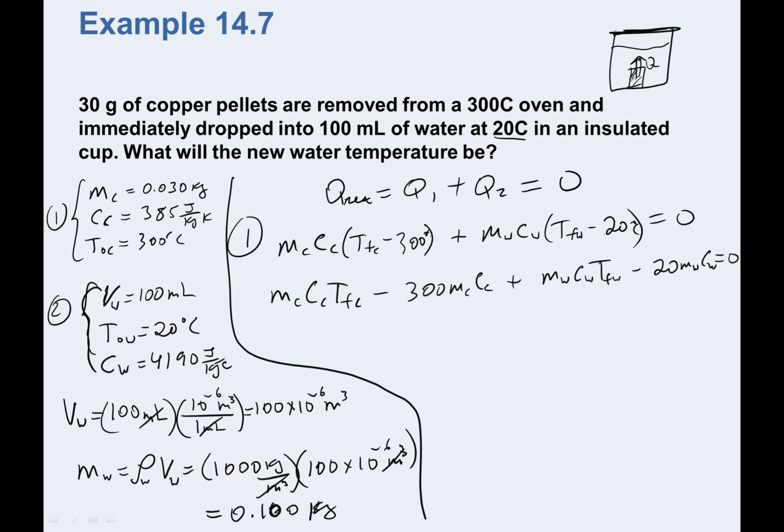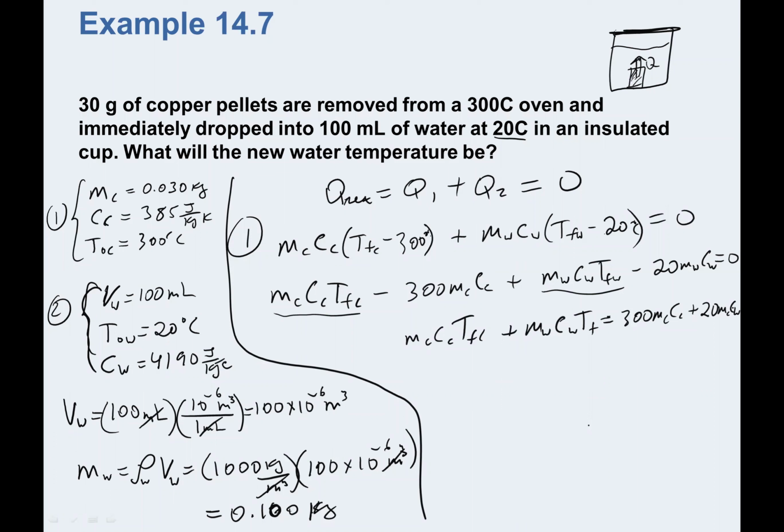That means there are now 2 terms with a T final, and 2 terms that don't have T final. So I keep the terms with a T final, where I have M_C C of the copper times T final, plus M water specific heat of water times T final, and move the other 2 to the other side. So it equals 300 M_C C_C plus 20 M water specific heat of water.